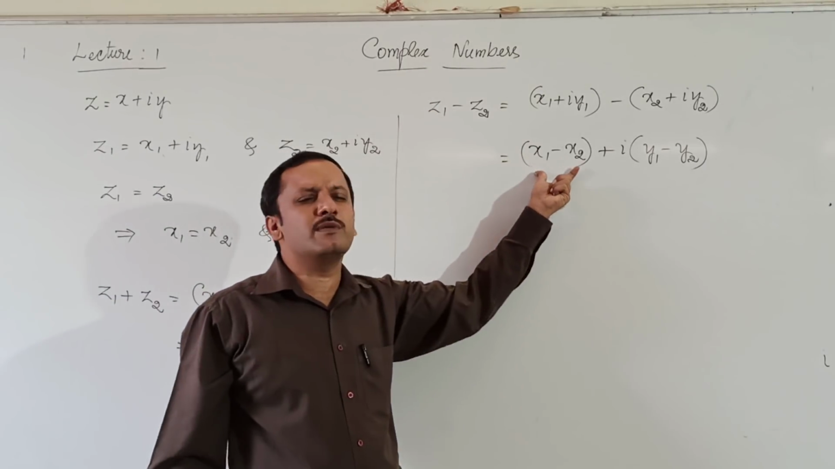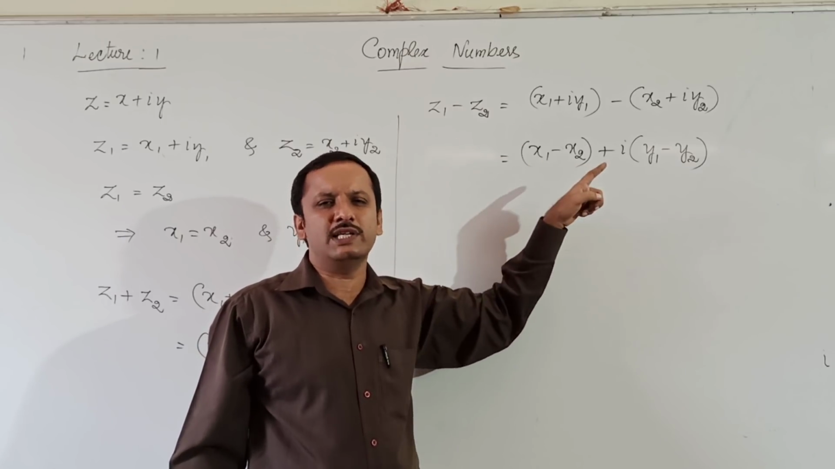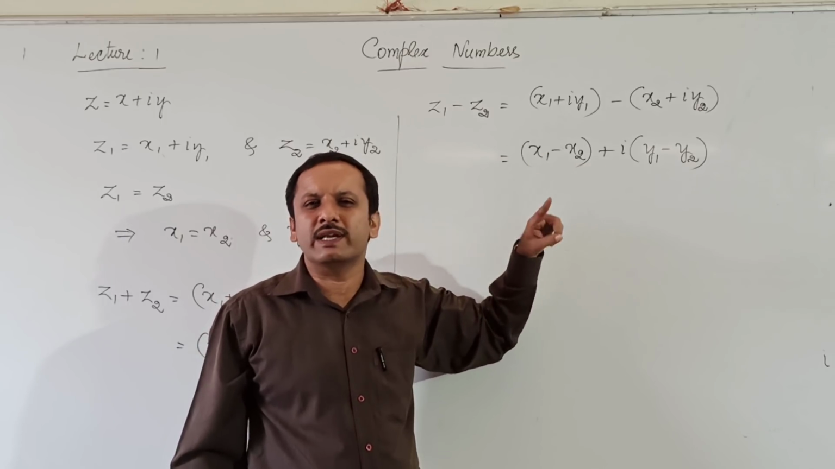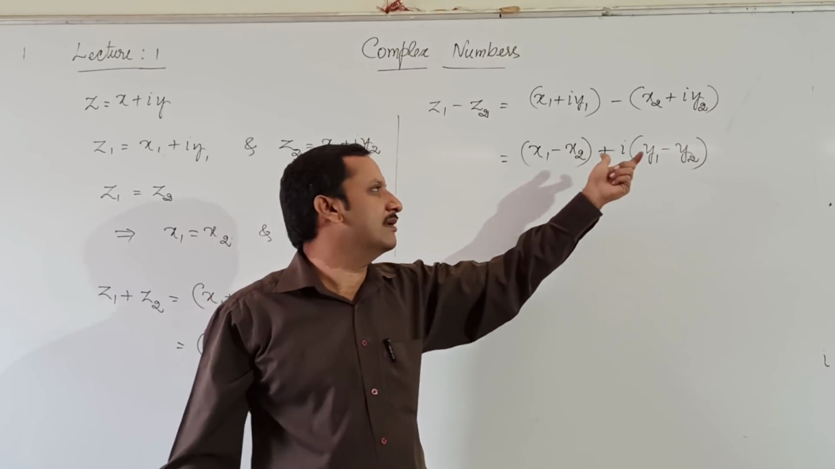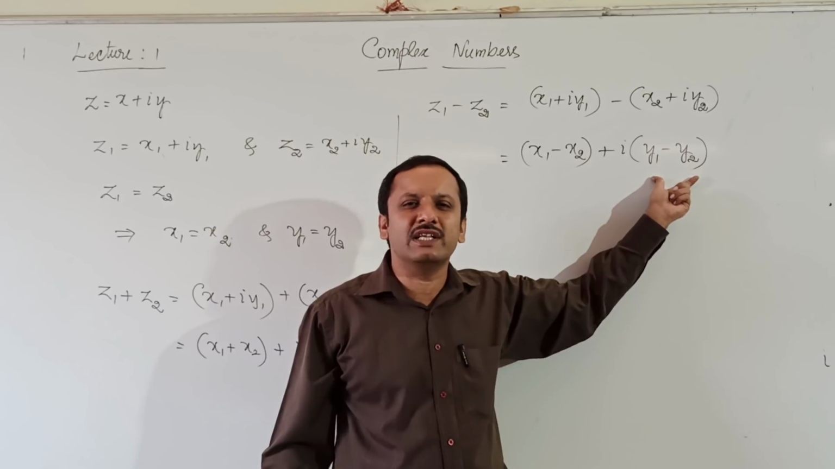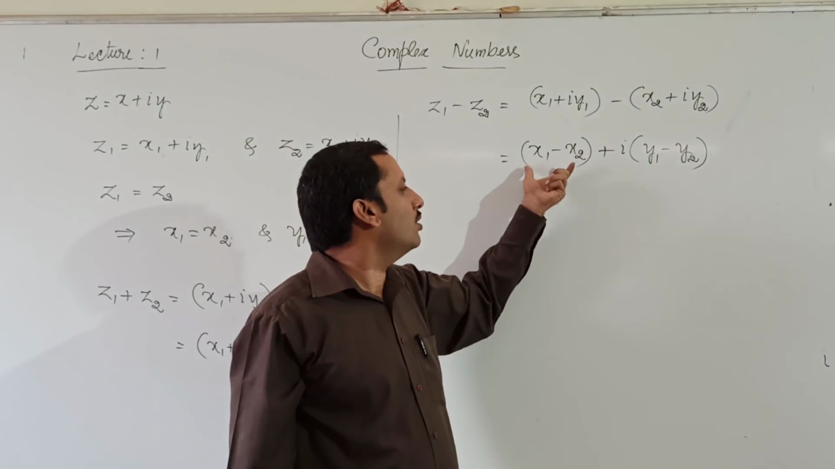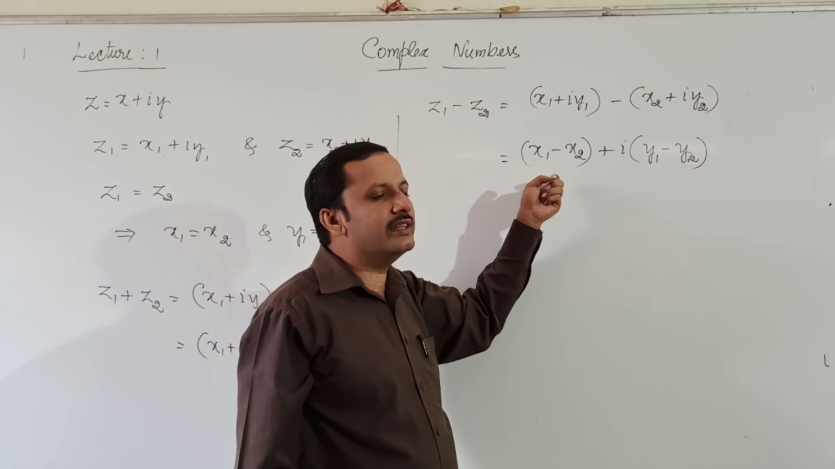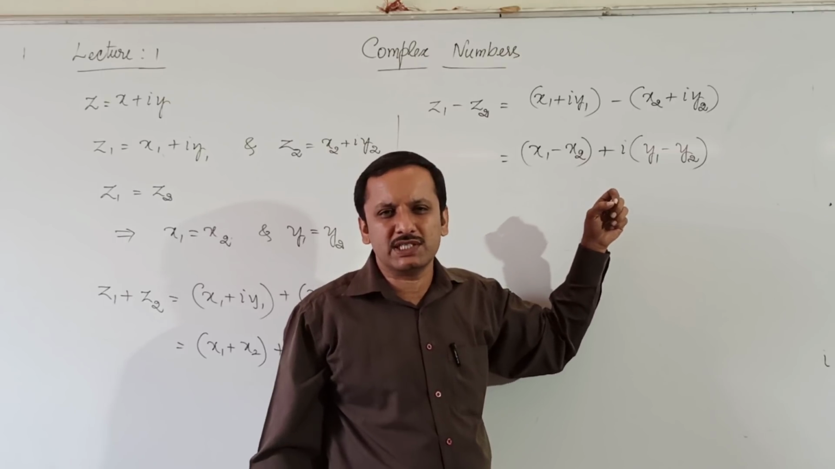Now you observe x1 minus x2. x1 and x2 are the real parts of z1 and z2 respectively, which means x1 and x2 are two real numbers. Their difference is also a real number. Similarly, y1 minus y2, being the difference of two real numbers, is also a real number. So we can compare this with x plus iy. So this is also a complex number.